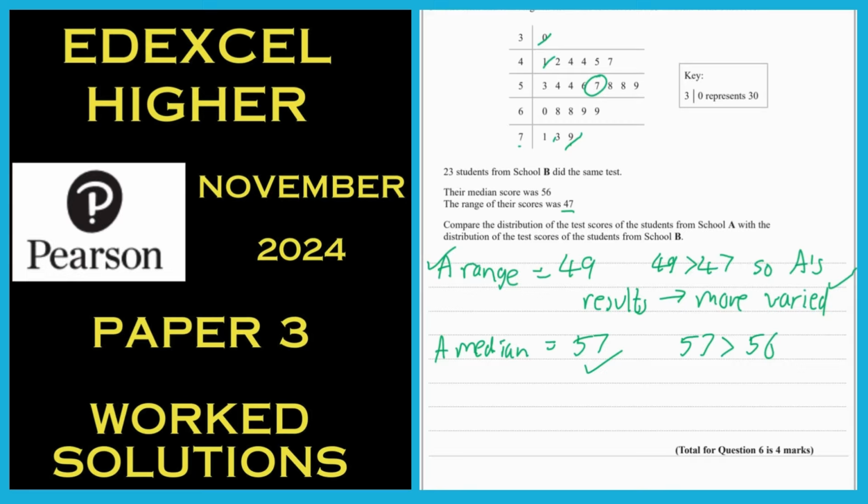So any of those words, better, higher, or whatever, as long as you now wrap it up with a statement, something on the lines of, try and get that phrase in. On average, A did better. Or words or phrases to that effect. But as I say, it's 4 marks. It's 1 for each bit of info you work out and 1 for each statement you use to make the comparison.